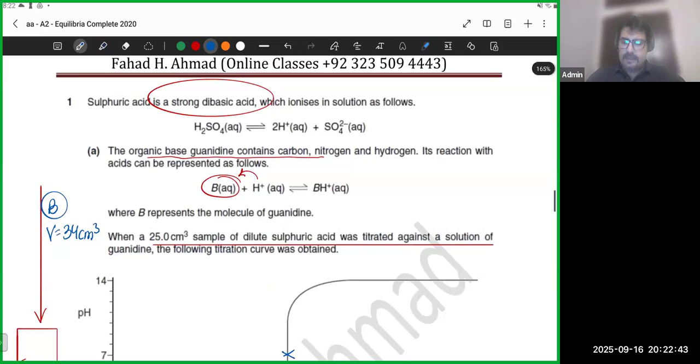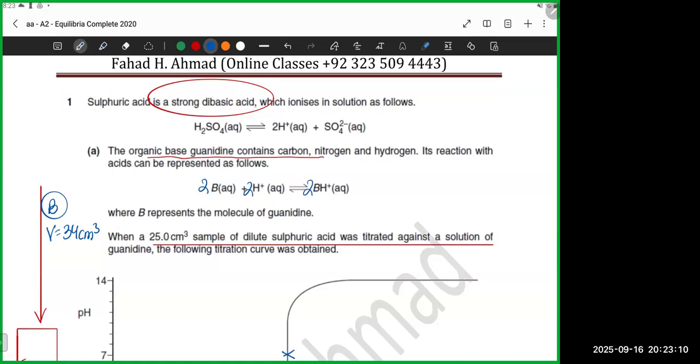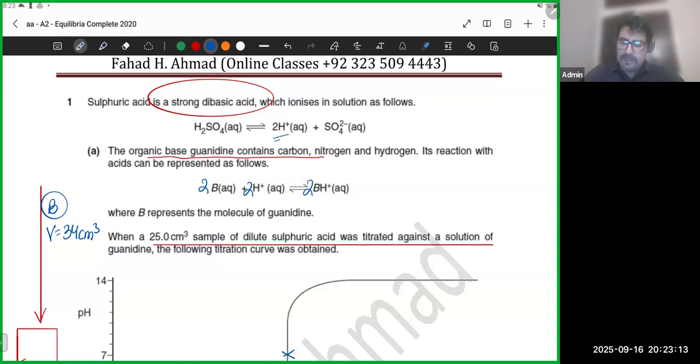Now look at the two equations over here. Sulfuric acid produces how many H+ ions? It produces 2 H+ ions, while guanidine accepts only 1 H+ ion. So when you balance this equation, there are going to be 2 guanidines, because if the acid is producing 2 H+ ions, the base will have to accept 2 H+ ions. So the ratio between sulfuric acid and the base guanidine is going to be 1:2.